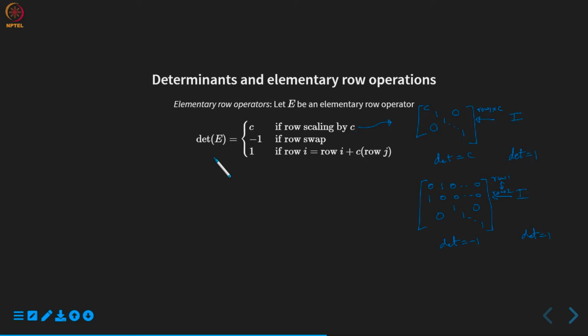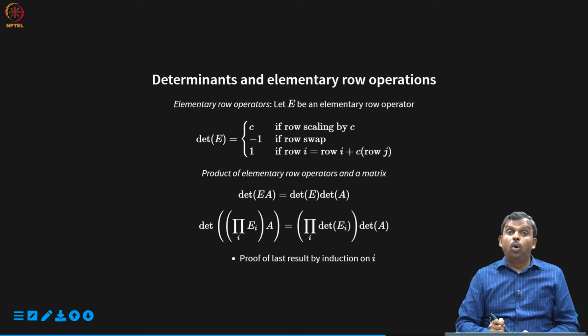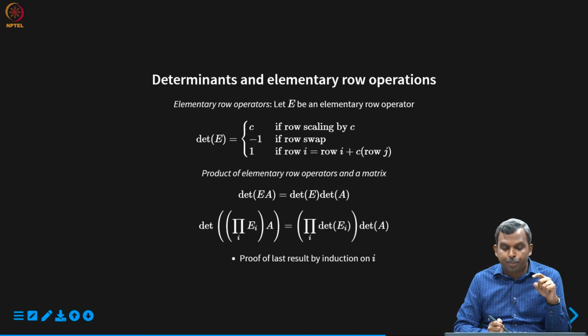So this is a simple way to compute the determinant for the elementary row operators, the three of them: row scaling, row swap, and row combination, row I equals row I plus C times row J. We see that the determinants are easily computed because they operate on the identity matrix. That's easy to write down. Now we can do more. It turns out that for products of elementary row operators also, it's easy to characterize the determinant.